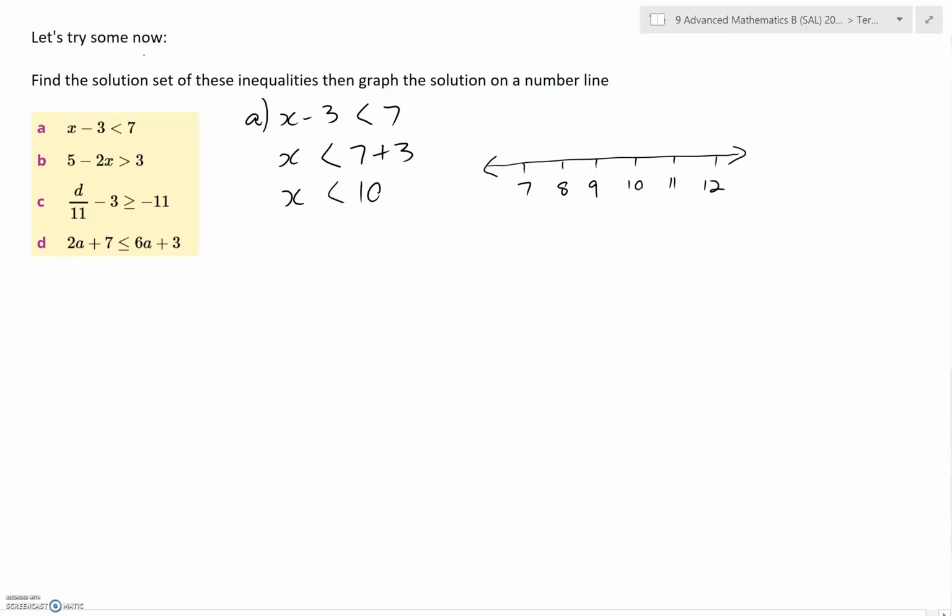But you can. Okay, now x is less than 10. It doesn't have an equal sign, so I want an open circle to start. And I want all of the values this way, down to the left.